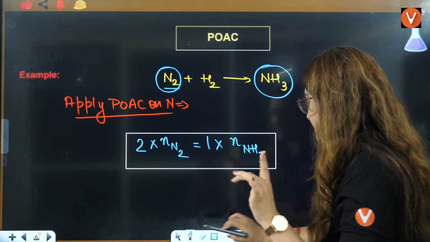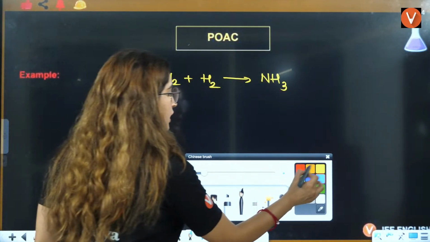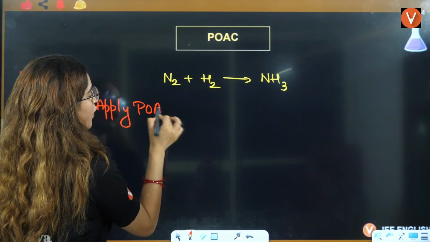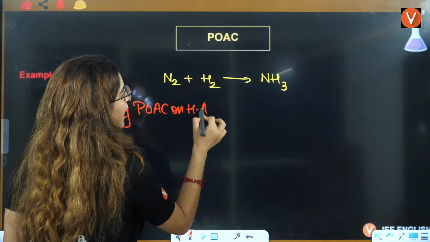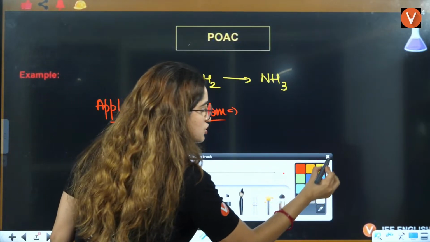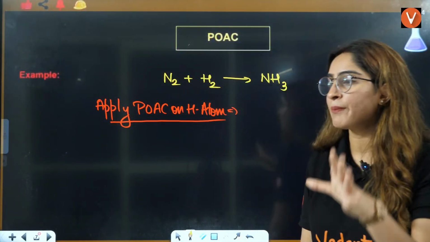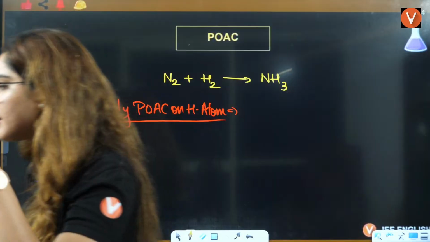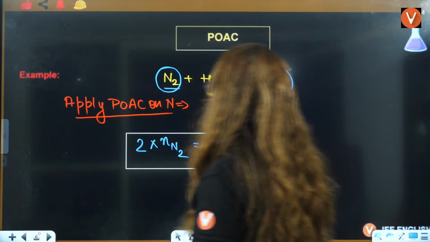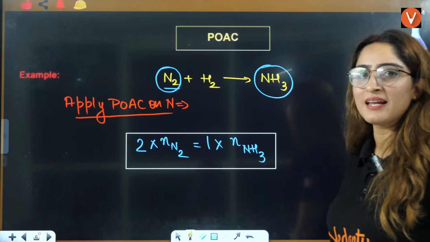Now, that is the first thing, right? Now, in the same way, I am going to apply POAC on hydrogen, okay? Let's apply POAC on the hydrogen atom here, right? Okay, everybody. So let's apply POAC on the hydrogen atom here. Ma'am, how without balancing? See, let's do that. How without balancing? Let's see that.